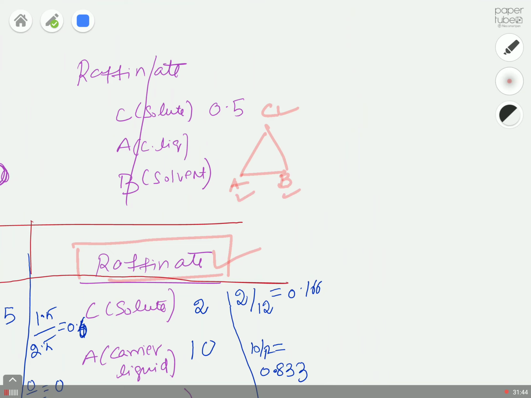So stick to this rule. C, you know what that is? C is your solute, A is your carrier liquid, B is your solvent. So try to remember these notations, yeah.